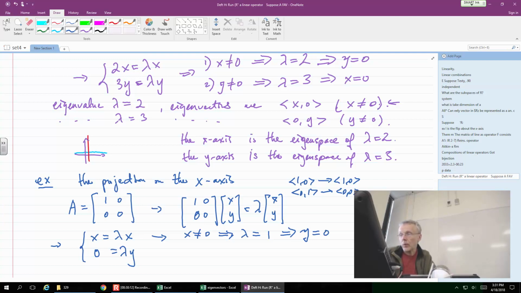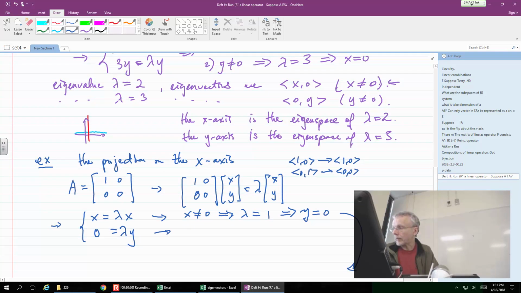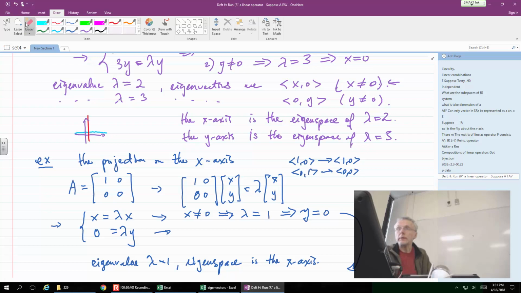Okay, now the second one, what do we do with the second one? Well, let me write the answer for the first one first. Eigenvalue lambda is equal to 1, and the eigenspace, which is made of eigenvectors, is still the x-axis. Okay, so that's the first equation. What about the second equation? Both of the equations have to be satisfied. But this time I would like to start with the second equation.